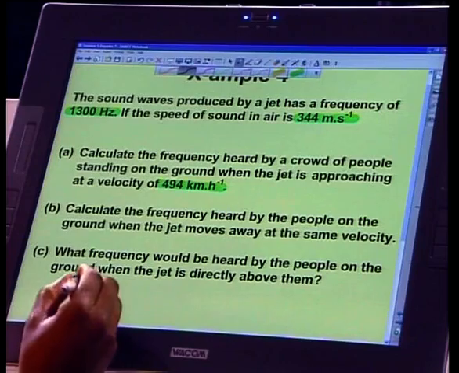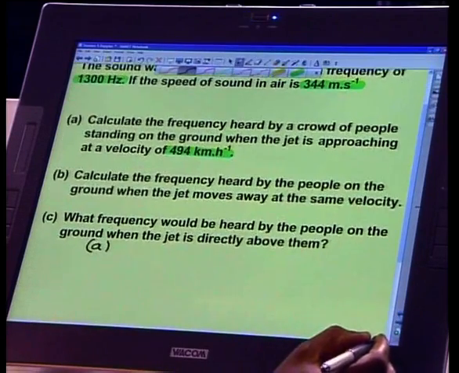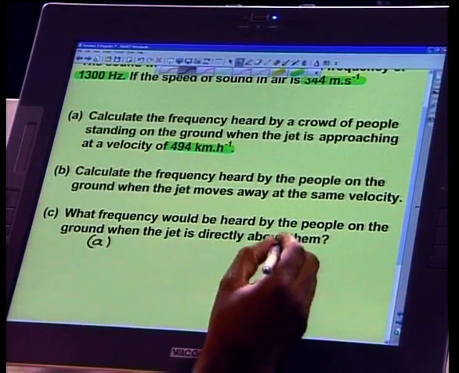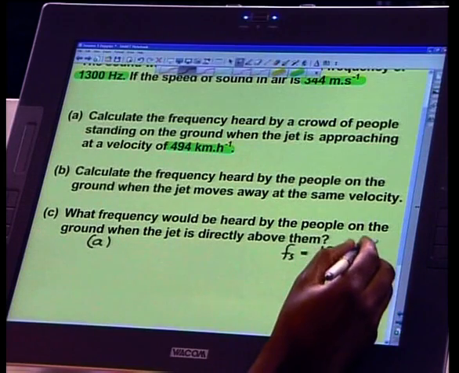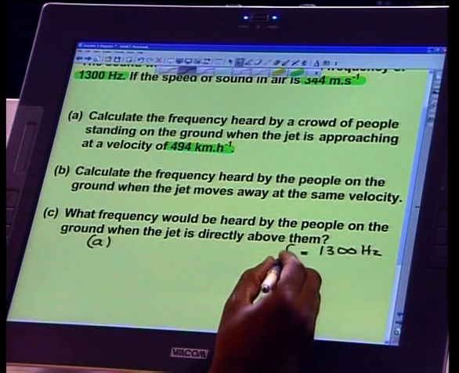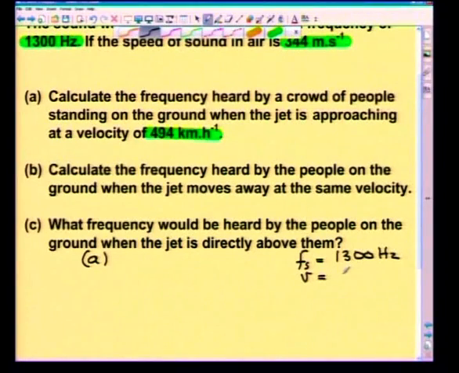So, say we have the solution for A at that point. We know that we are given the frequency of the source to be 1,300 hertz. And we are also given the velocity of sound, which is V in this case, as 344 meters per second. We are also given the velocity of the source, which is the jet in this case, to be 494 kilometers per hour.